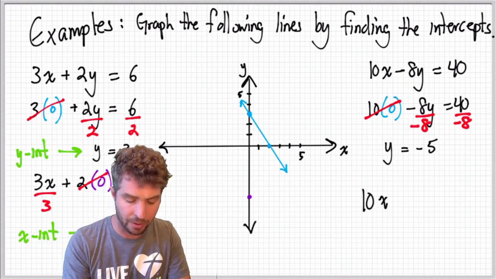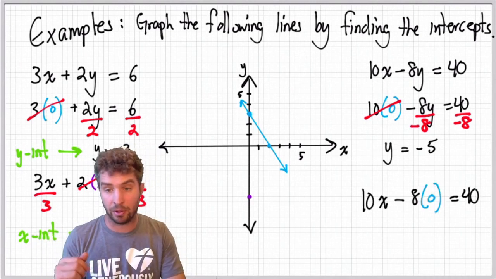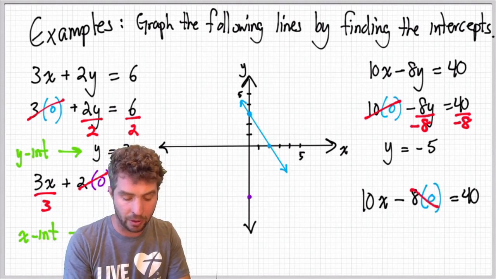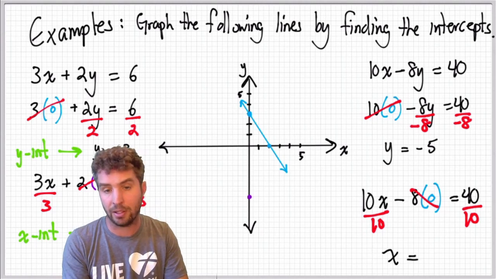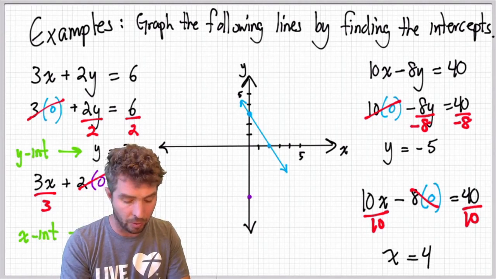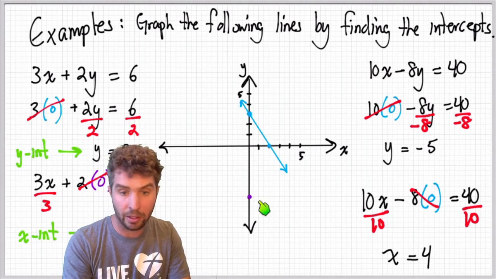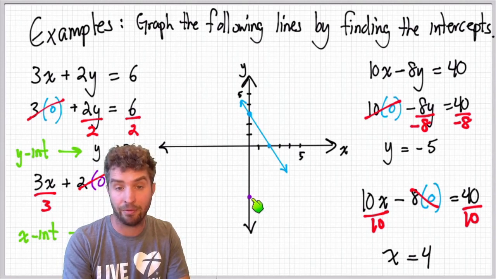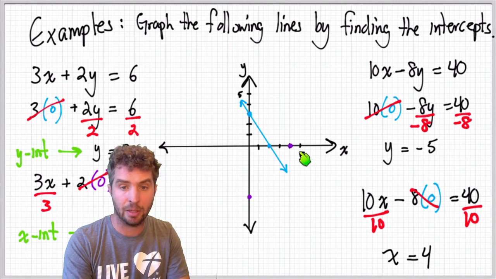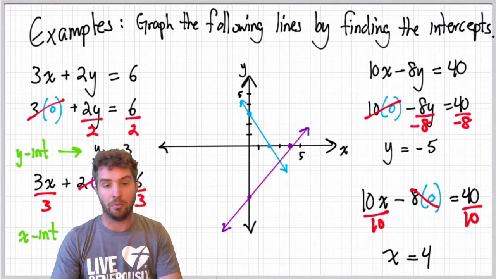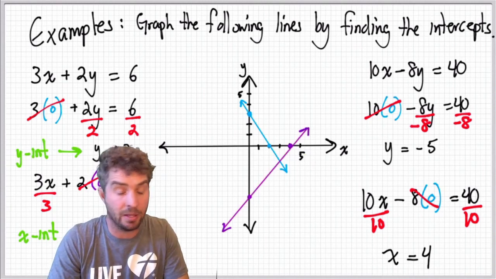That's our y-intercept. And then we replace the y with 0. 8 times 0 is 0, so we divide both sides by 10 and we get x equals 4. That is our x-intercept. So we have our y-intercept down here at negative 5, okay? And we'll do an x-intercept over here at 4, and then we draw the line between them. And that's how it works.